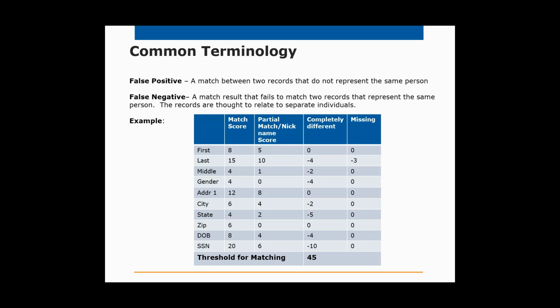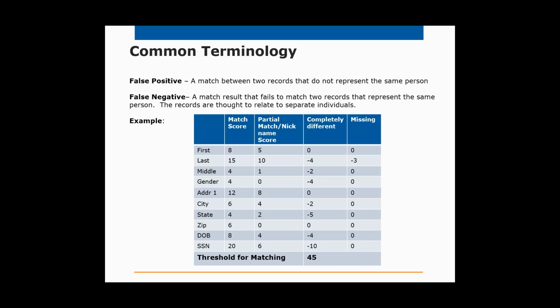Okay? So in this example, you can see what algorithms do. These EMPIs take different pieces of the patient's demographics and they apply weights to them. Okay, so we have a first name. If it matches exactly, Michelle with two L's in both places is going to receive a score of 8. If it's a partial match, meaning Michelle with one L and Michelle with two L's, it's going to get a 5. Okay, and then completely different, we're not going to give the score anything, and missing, we're not going to give it anything.